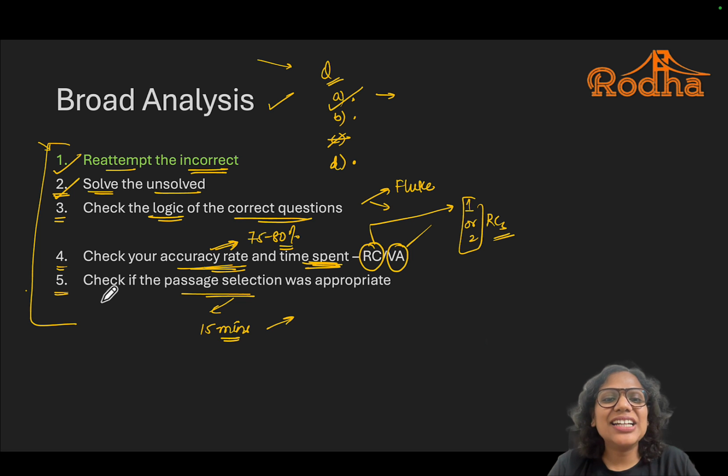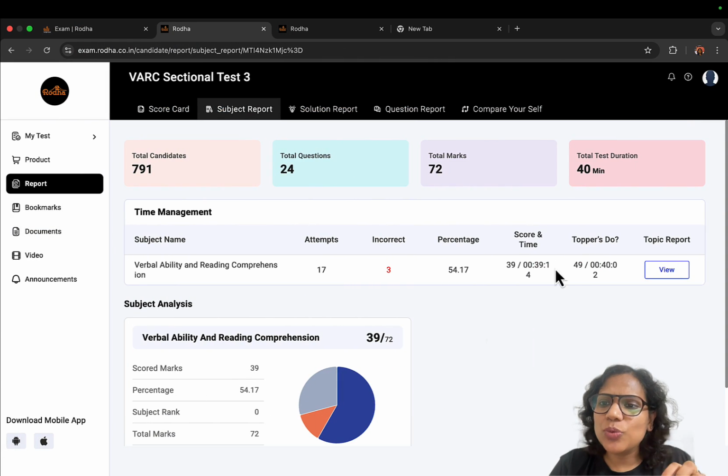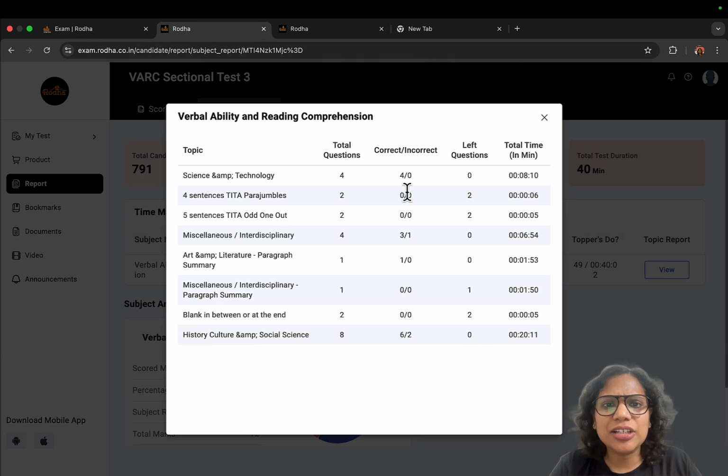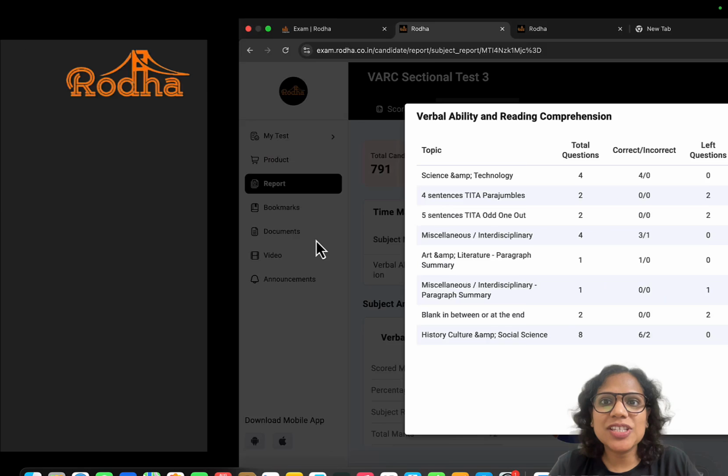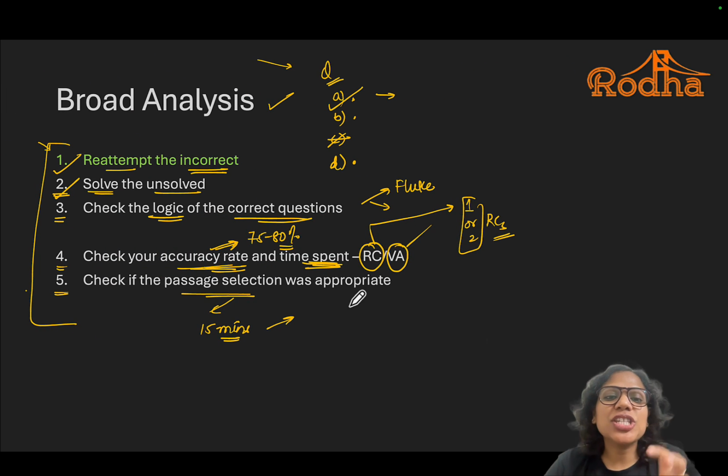Okay, and lastly, to check if the passage selection was appropriate, of course, when you are analyzing, when you are going through the RC sets, you can see okay, this is the RC where I got all 4 correct. Okay, so at which number, at which rank did I go for this one, the one based on science and technology? When did I attempt this? Okay, here I got 3 correct, 1 incorrect. Okay, on which number did I attempt this? So this is something that you can see to see if your passage selection was appropriate or not. Okay, did you rank them wisely or not?